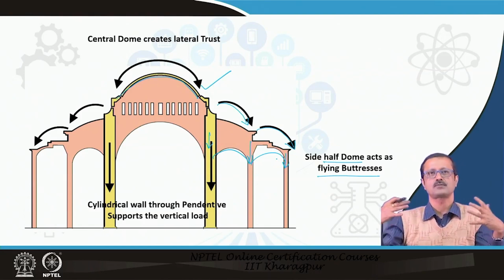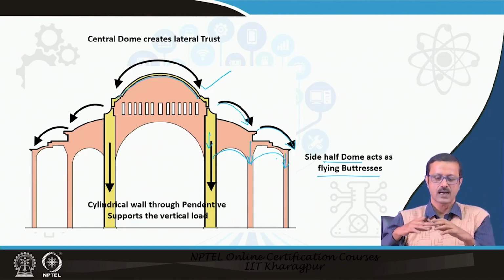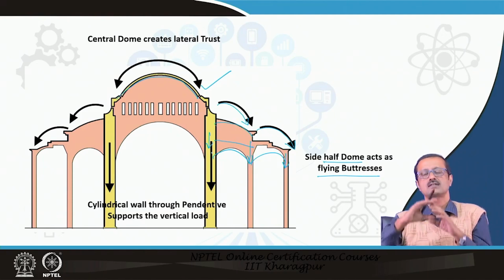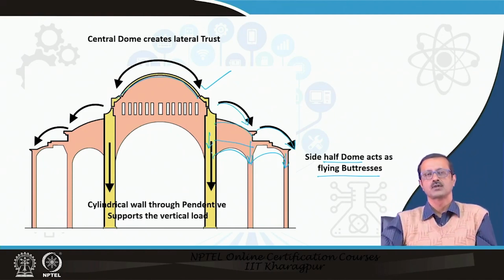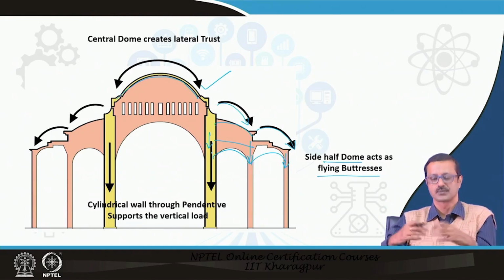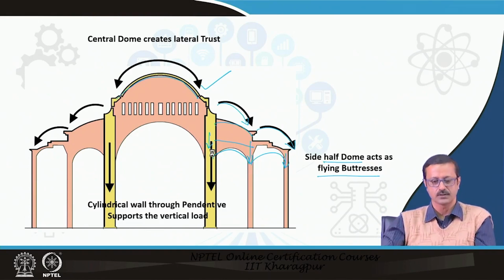So, the formation of the churches and mosques of those times was based on some structural principles, or even some need for the flying buttresses. In the case of the Gothic arch, it is just flying buttresses that take care of the thrust, but here those flying buttresses are taken care of by the half domes, a further improvisation.